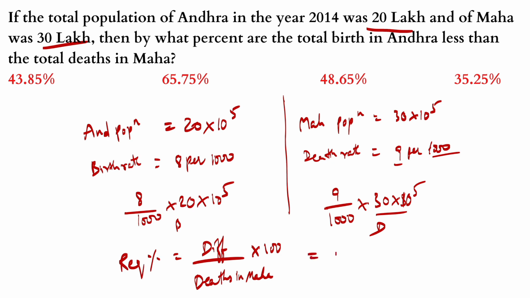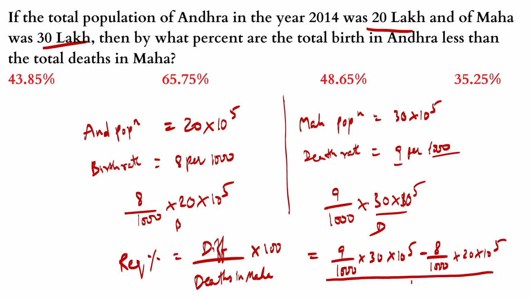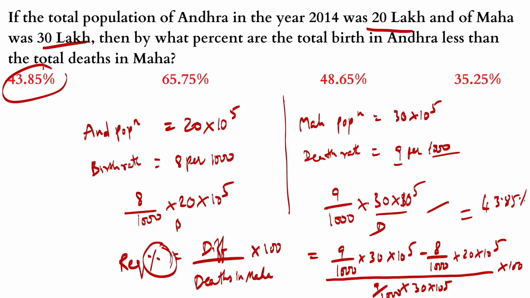So this is equal to, find out the difference, 9 by 1000 into 30 into 10 power 5 minus 8 by 1000 into 20 into 10 power 5, by what is that's in Maha, so 9 by 1000 into 30 into 10 power 5, into 100. So we are asked to find out the required percentage. So percentage into 100. So calculate this, we'll get answer as 43.85%. So option A is our answer.